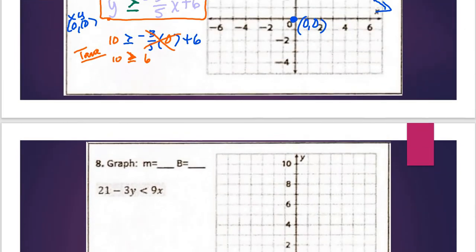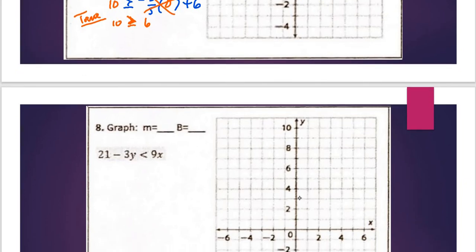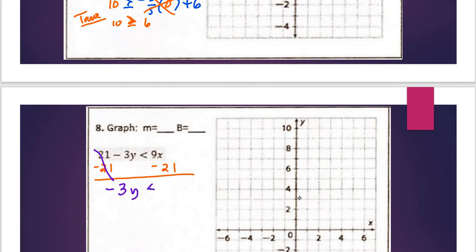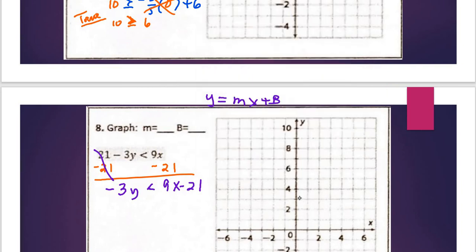Now, when I look at this one right here on number 8, you see that you have to get y by itself. So I'm going to say minus 21, minus 21. And this will cancel out. A negative 3y is less than... Remember, do not combine these. We want to put them in slope-intercept form, mx plus b. And I have 9x minus 21. And remember, you cannot keep a coefficient in front of the y. It has to be a 1.